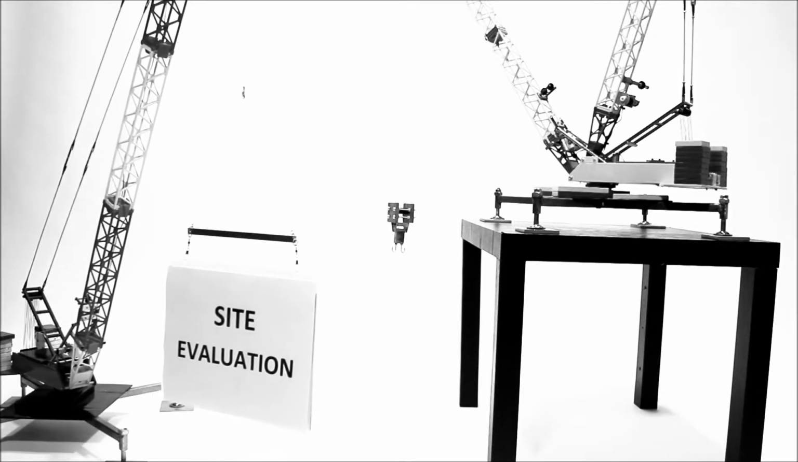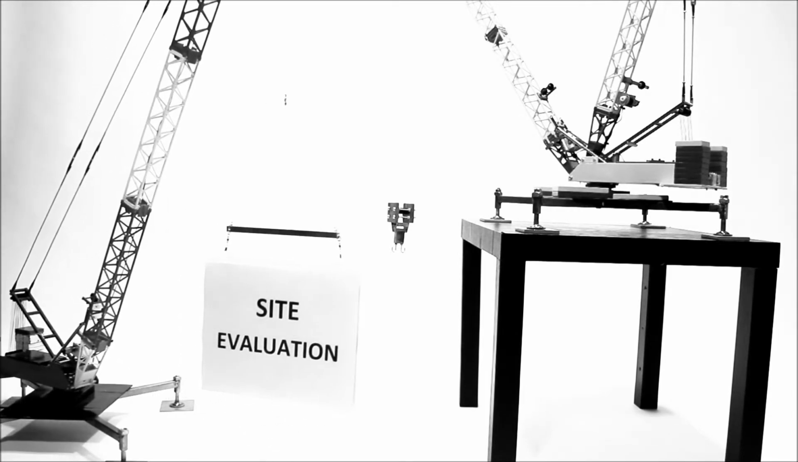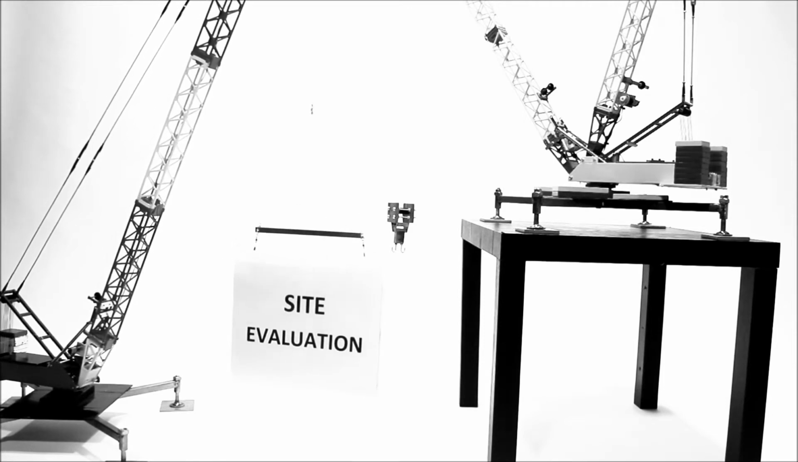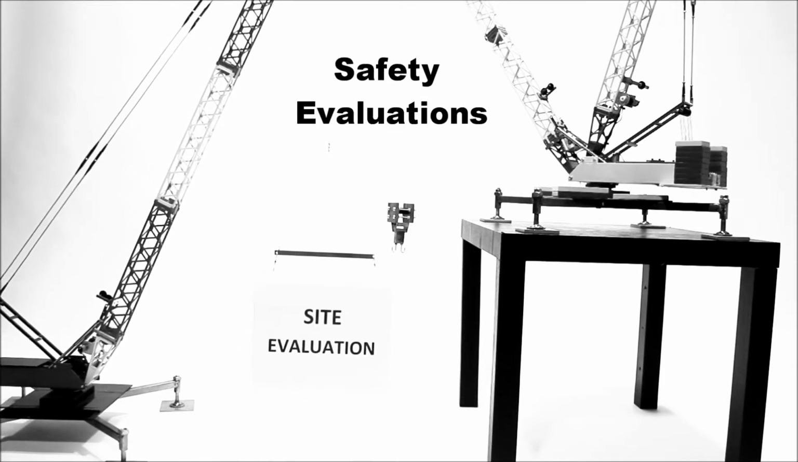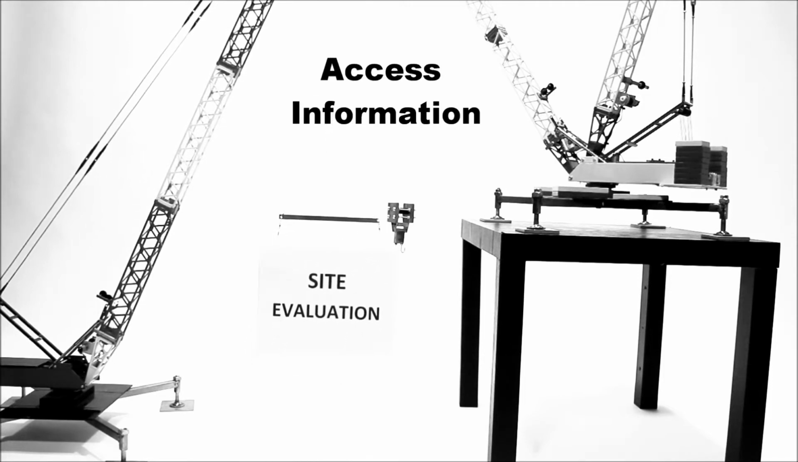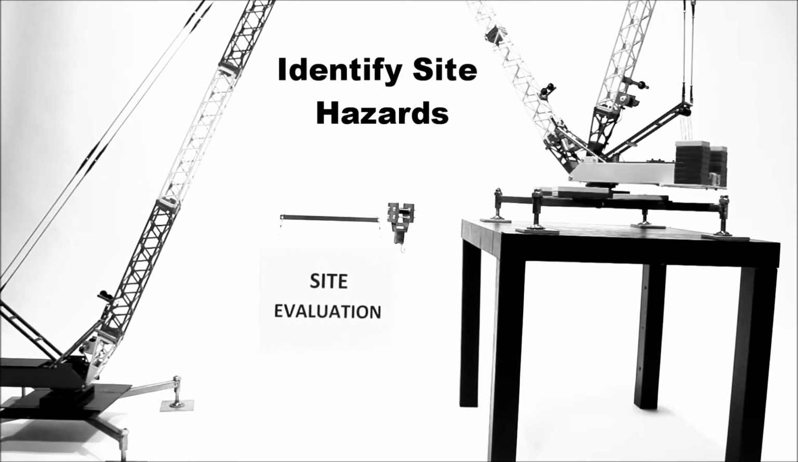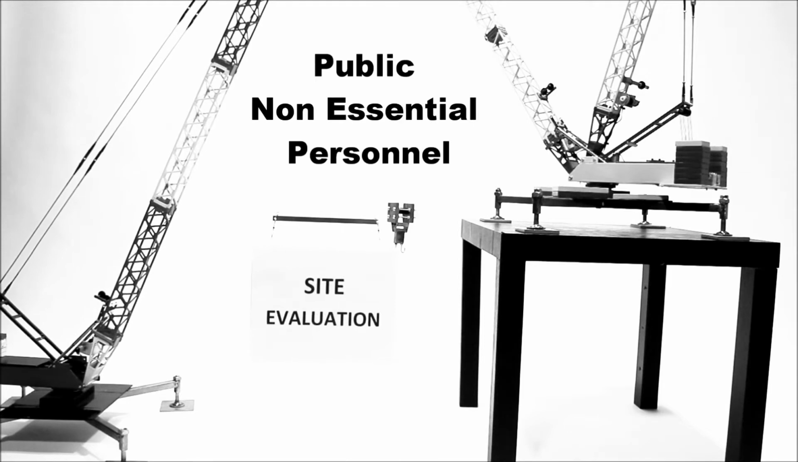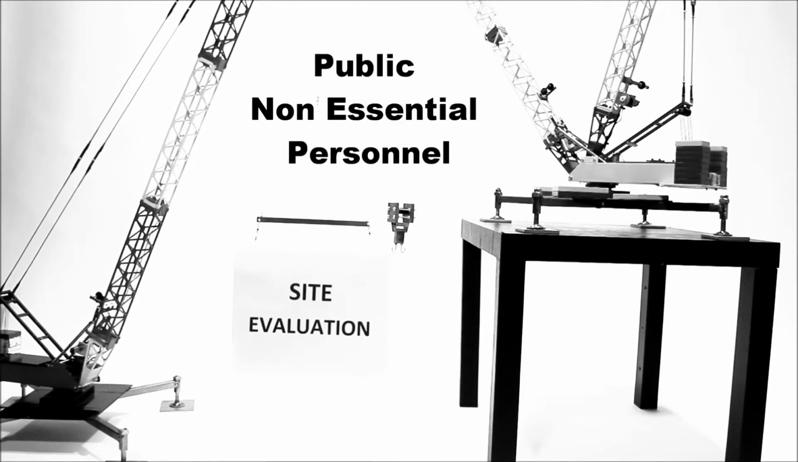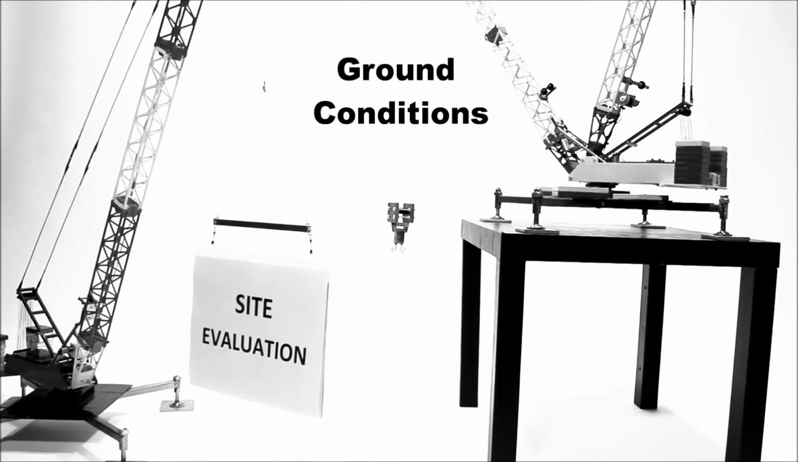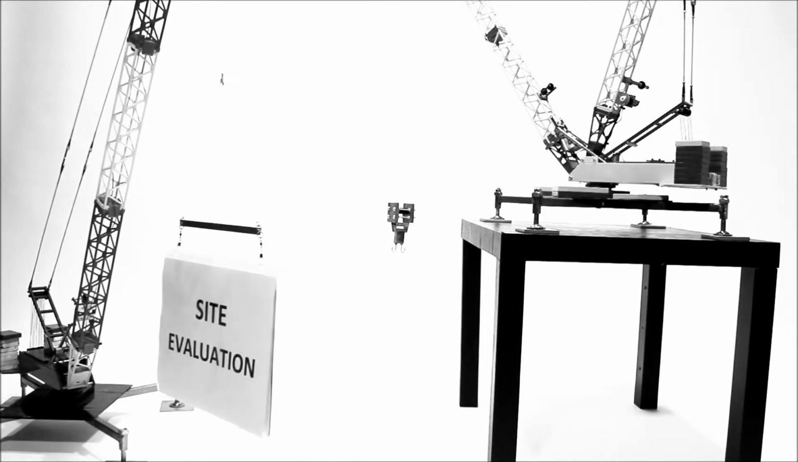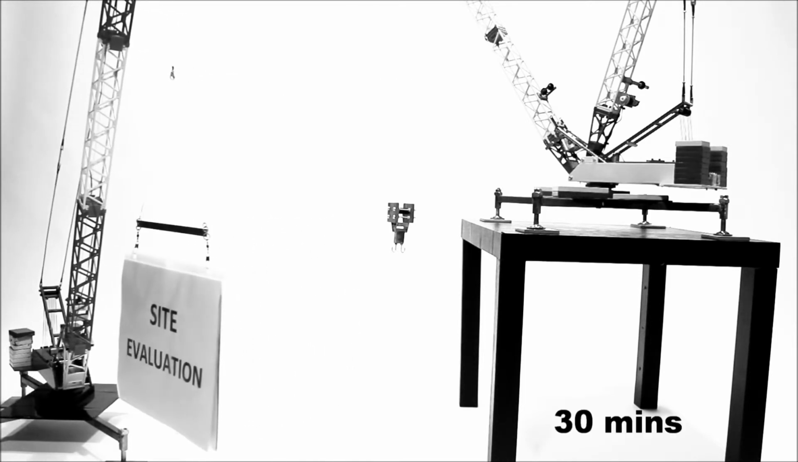Site Evaluation, Lesson Number 2. The objective is to identify the signal person's responsibility at the site. You will be able to evaluate the safety of the site, access pertinent information, identify site hazards, and how to protect the public and non-essential personnel from entering the work area. You will also understand how ground conditions affect the safety of crane operations. Estimated time for completion is 30 minutes.